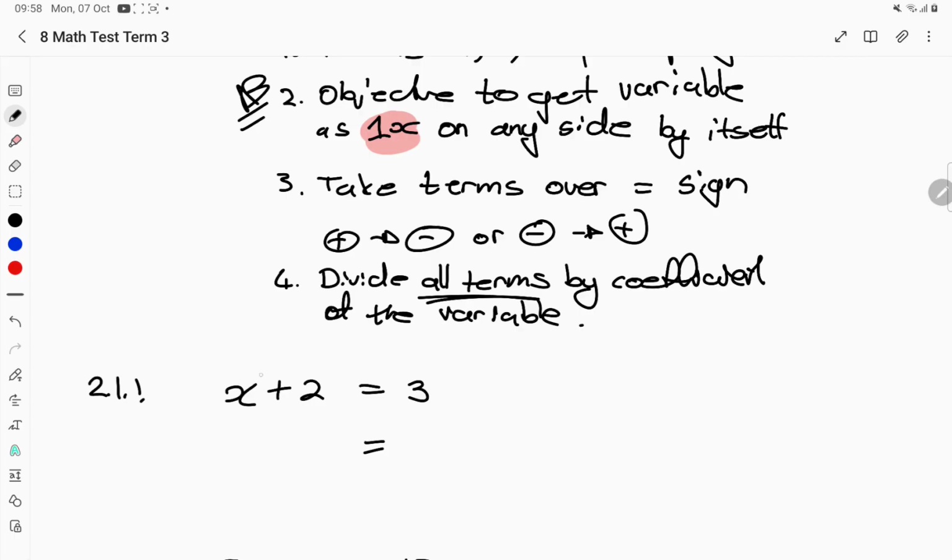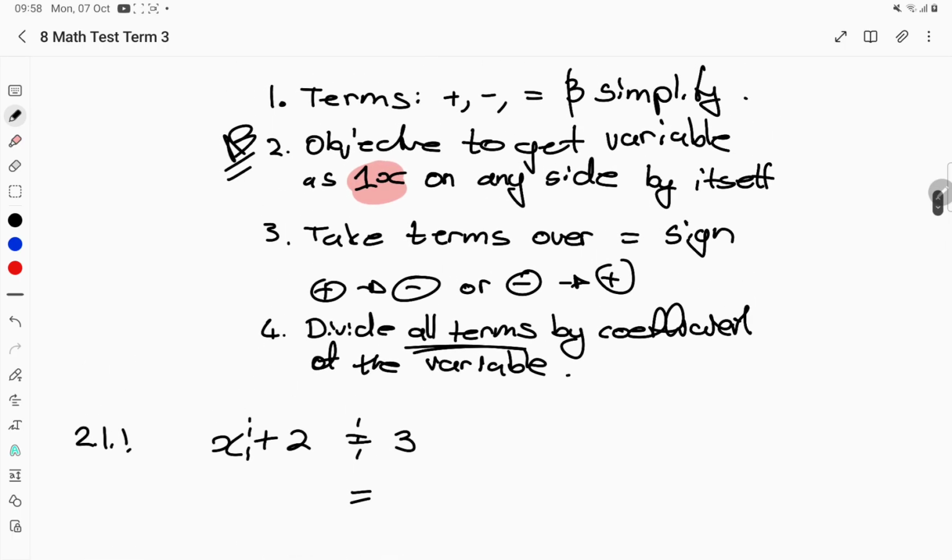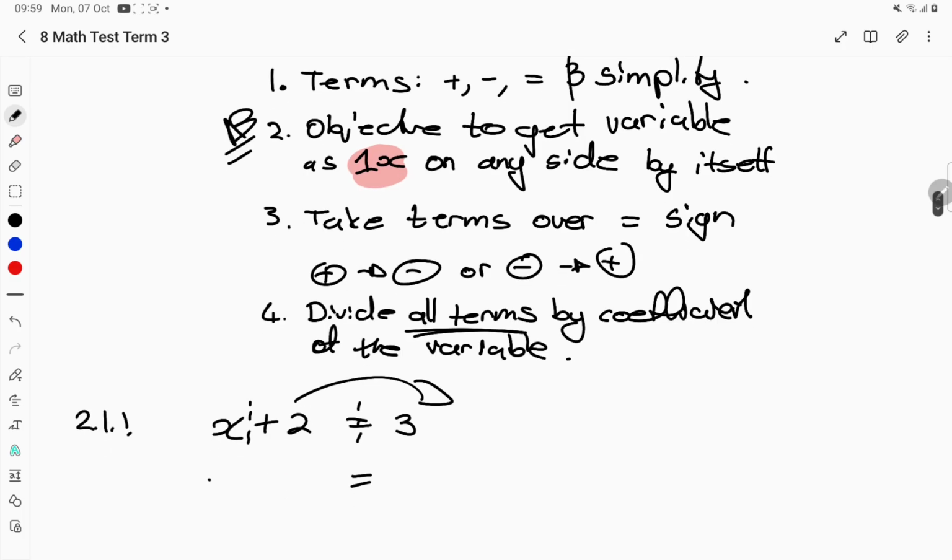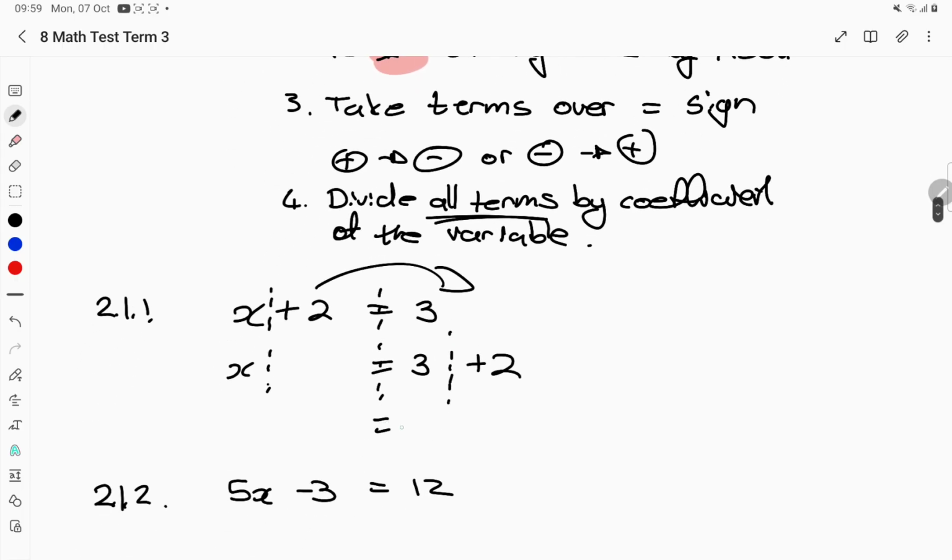So first things first, we split our terms. And then step 2 is to get the variable by itself. We want this x by itself on the left-hand side here. So we need to get rid of that plus 2. So we're going to chuck it over. And we keep everything nice and neat so that we can see what we're doing. That 3 stays there. And we put the plus 2 term over, isn't it? And then we say 3 plus 2, which is 5. X is a 5.